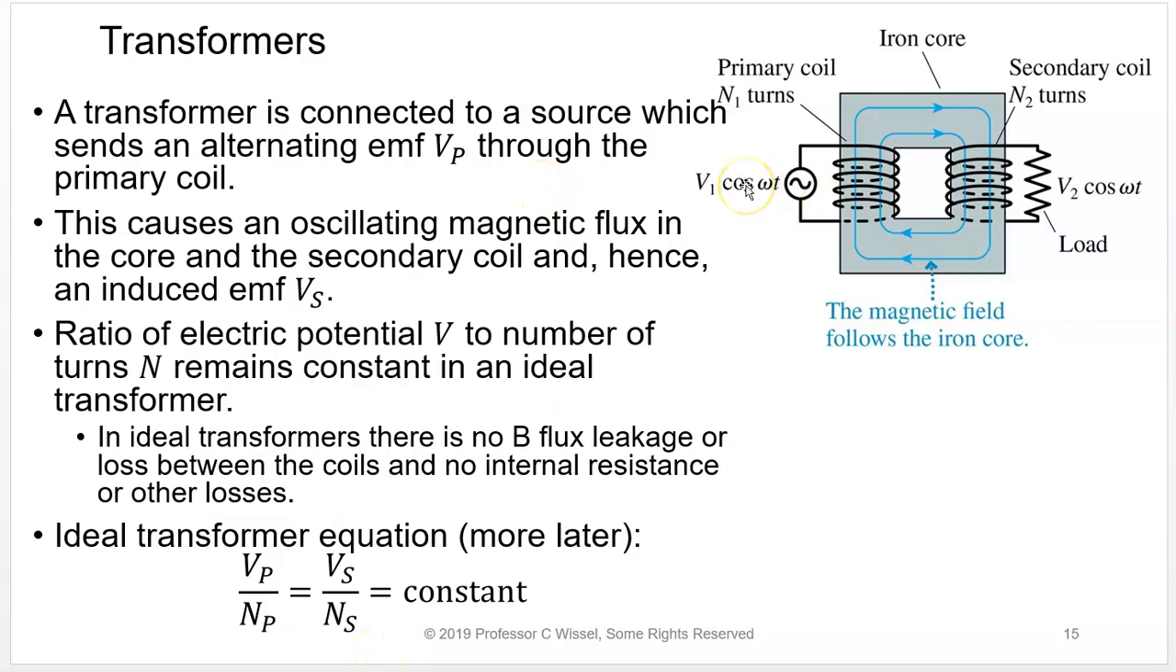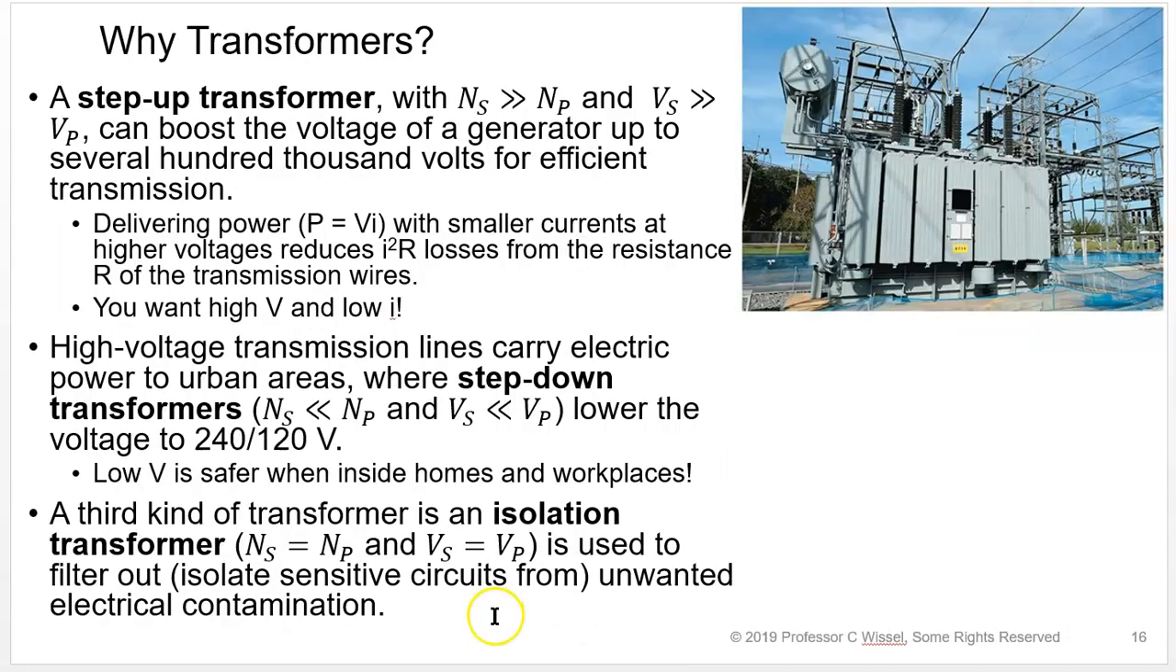The primary is the side that's connected to the source. The secondary is the side that's connected to the load. Now, a step-up transformer with NS much greater than NP and VS much greater than VP can boost the voltage of a generator up to several 100,000 volts for efficient transmission. So the generator might be putting out only 2,000 volts. You're going to be delivering this power over a very long transmission line.